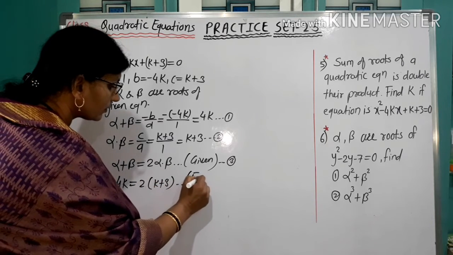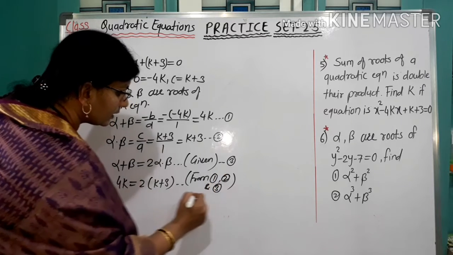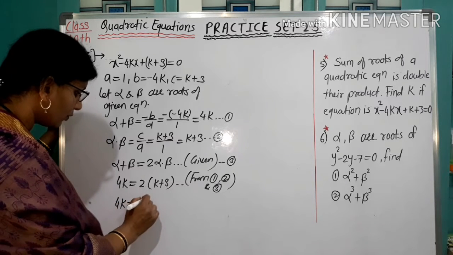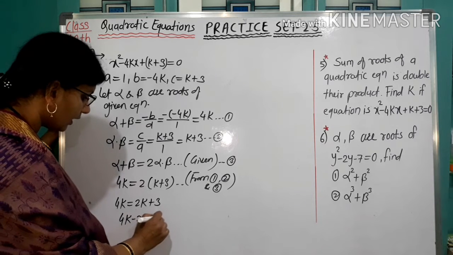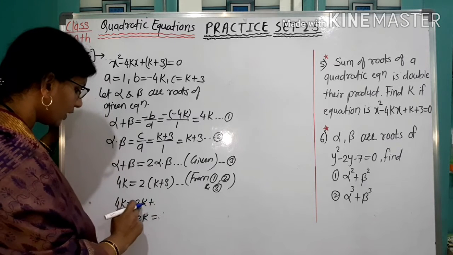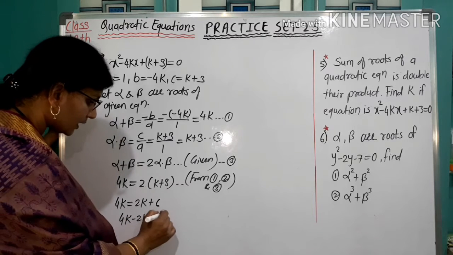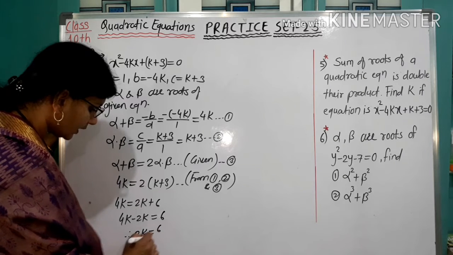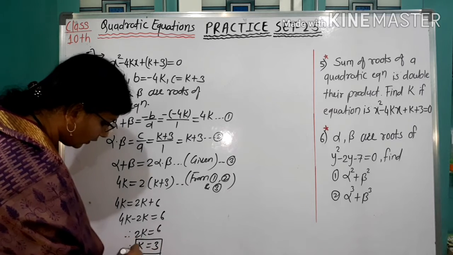From 1, 2 and 3, if we solve this, 4k equal to 2 into (k plus 3). That is 4k equal to 2k plus 6. Therefore 4k minus 2k equal to 6, and therefore 2k equal to 6, and therefore k equal to 3. This is the value of k.